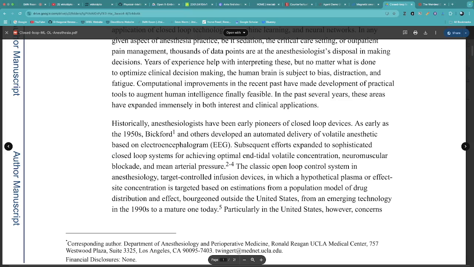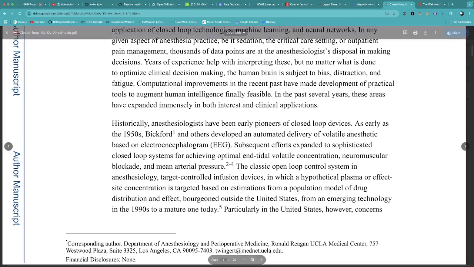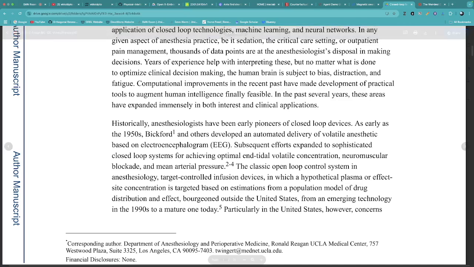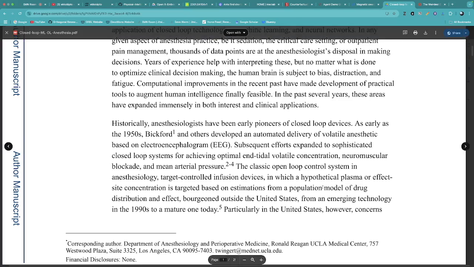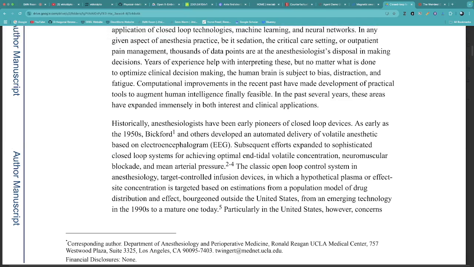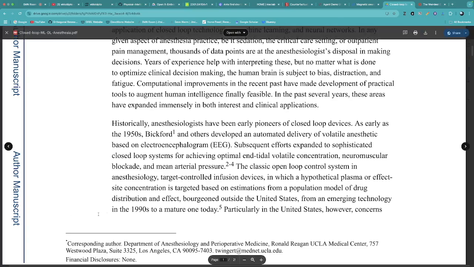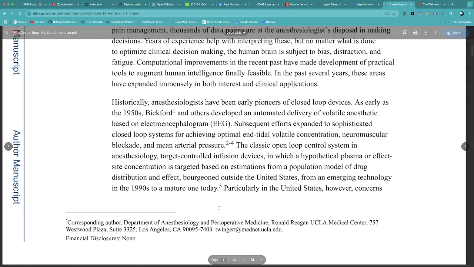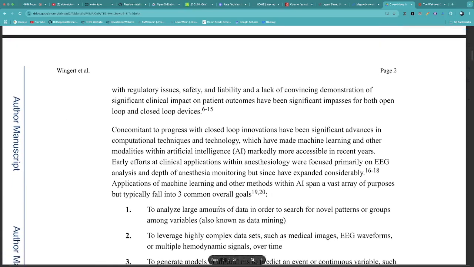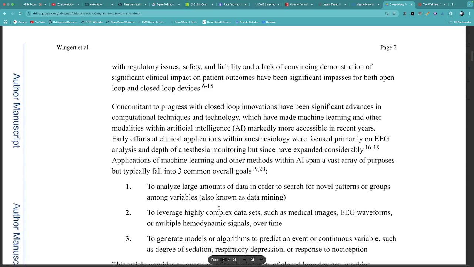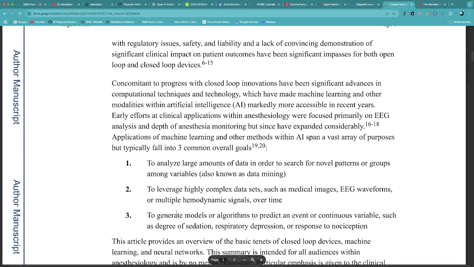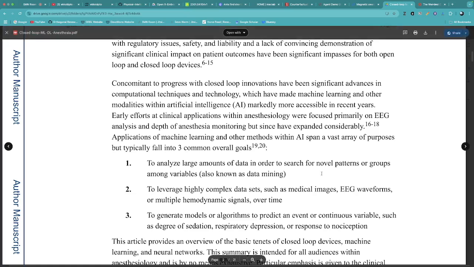The classic open loop control system in anesthesiology target controlled infusion devices in which a hypothetical plasma or effect site concentration is targeted based on estimations from a population model of drug distribution and effect, was kind of developed in the 1990s and is now a mature technology. So they kind of go through some of the closed loop innovations in anesthesiology and how AI can improve those.